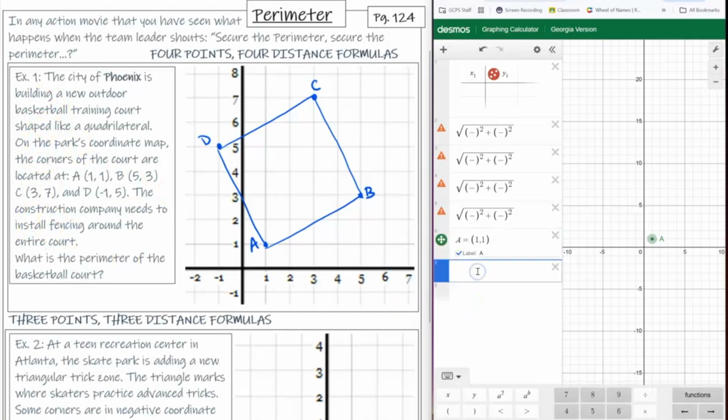All right, so point B. I'm going to say point B equals, and it doesn't have to be capital, it can be lowercase. B is equal to parentheses, 5, 3. C is equal to parentheses, 3, 7.